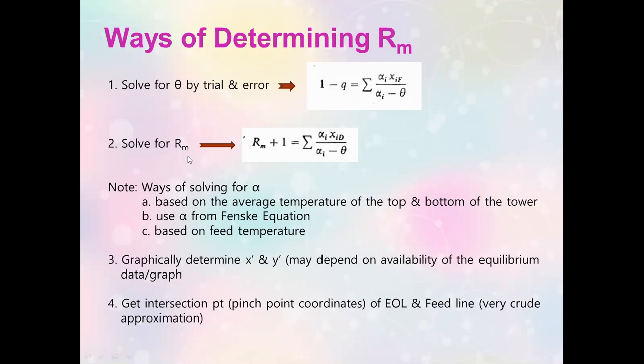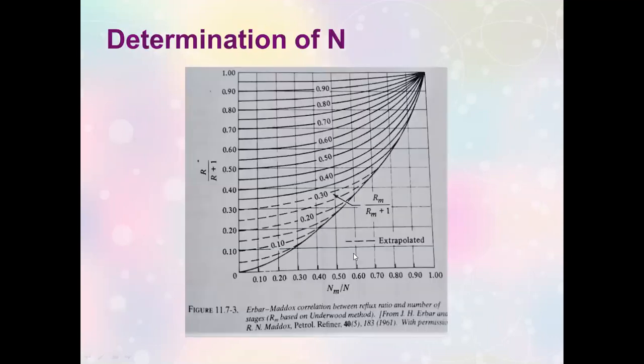You need to solve for the R minimum using the theta that you got from step 1. So let's say, for example, you have a 1.2 value for theta here, you will solve for R minimum from this particular formula. They come in pair in Geankoplis. The same thing with the equivalent in McCabe. So the theta from step 1 is substituted here to get the R minimum. If you know already the R minimum, then you have only to go back to the graph that we have. So you have R minimum already, then you will have the N minimum and N ratio.